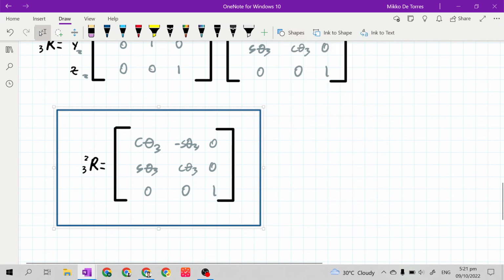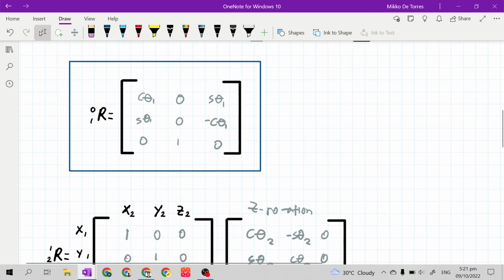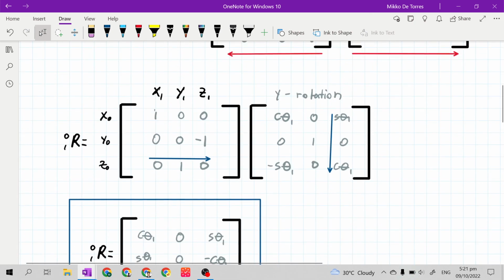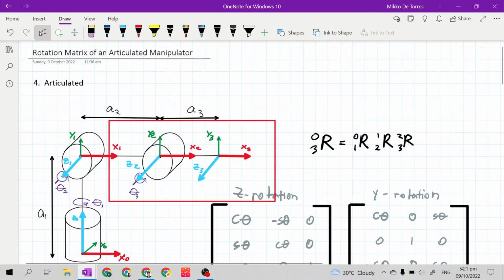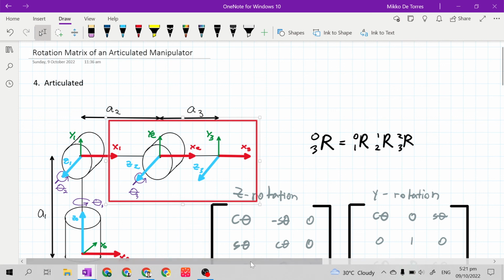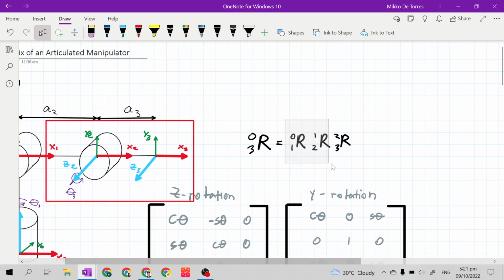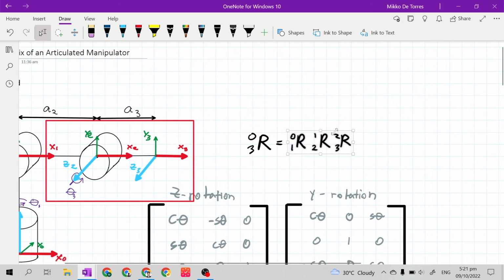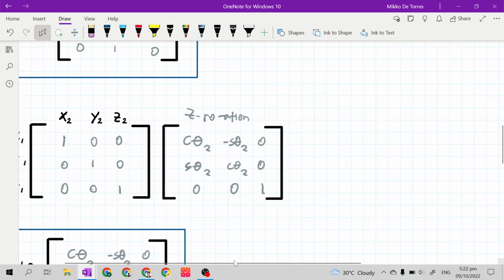So our final answer will be the product of these three rotation matrices. You may use MATLAB to get the product of these three rotation matrices in this order. Don't change the order. The first one will be R01, then R12, then lastly R23. Okay, so that's all.